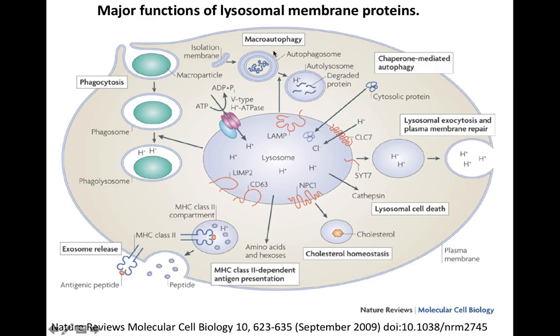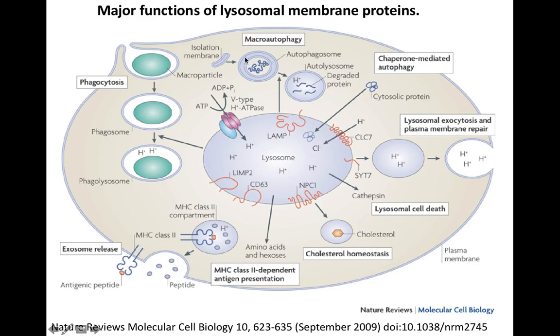And then associated with macroautophagy, we have chaperone-mediated autophagy of cytosolic proteins, which are basically the proteins synthesized by the free ribosomes in the cytoplasm. They are degraded via lysosomes, while the misfolded proteins produced in the rough endoplasmic reticulum are destroyed via proteasome degradation, which we have previously discussed.